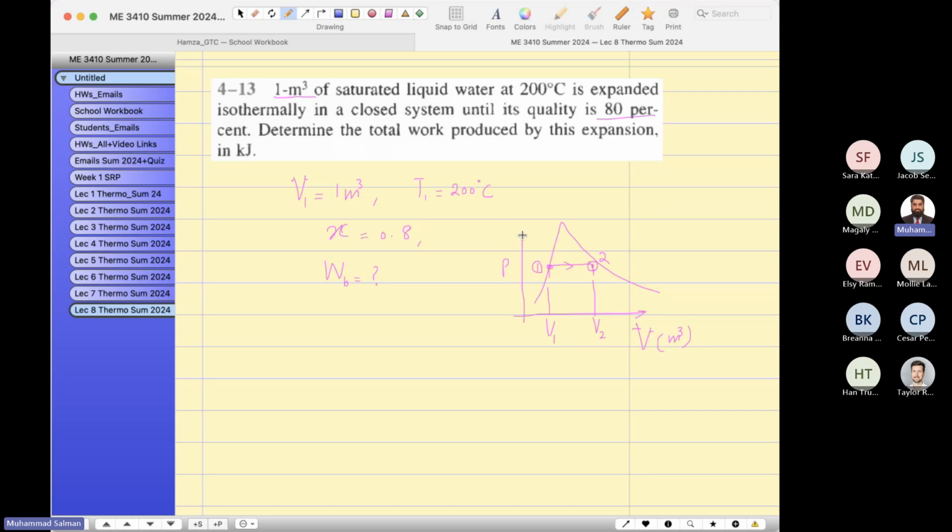Now this is my pressure line. So the boundary work done, at constant pressure inside the liquid vapor mixture, is written like this formula. So find out pressure P1 equals P2 at 200 Celsius. So let's look at the steam table, or the water table, pressure table. Sorry, this is a temperature table.